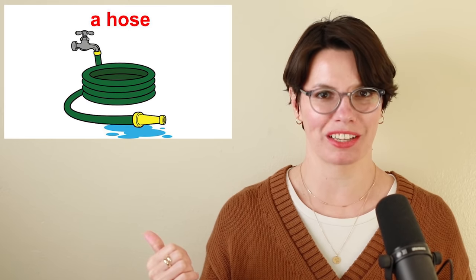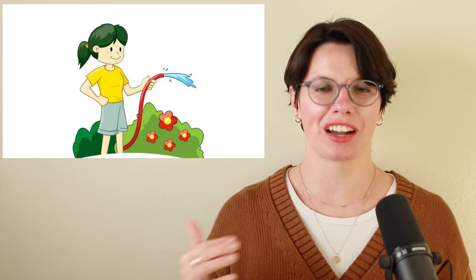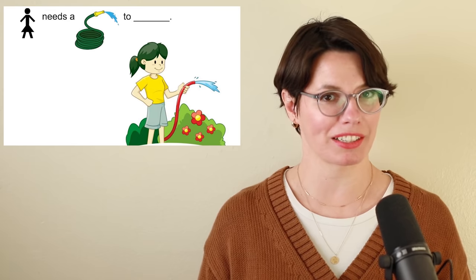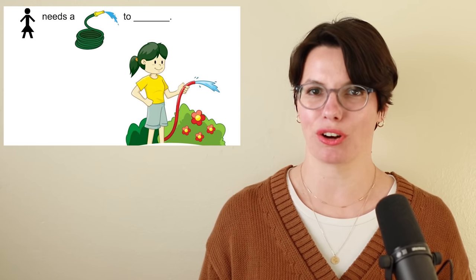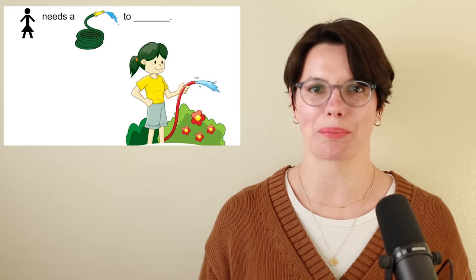Great job. This is a hose. It's a long hose. She has a hose. I have a hose. Do you have a hose? She needs a hose to water the plants. Let's practice. Why does she need a hose? That's right. She needs a hose to water the plants.